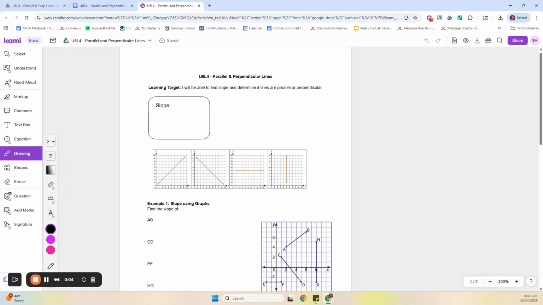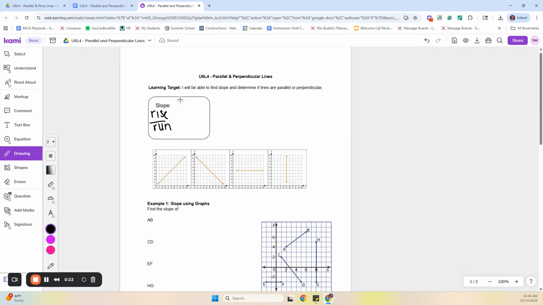So today we are going to be talking about parallel and perpendicular lines. In order to do that, we want to talk about slope as well. So with slope, there are different ways to describe slope. Slope is rise over run, so that's one way of describing it.